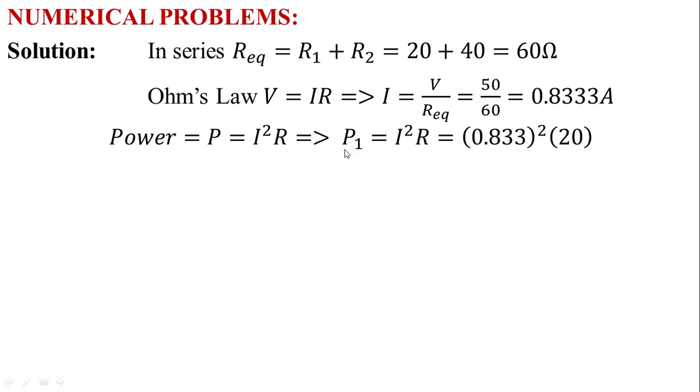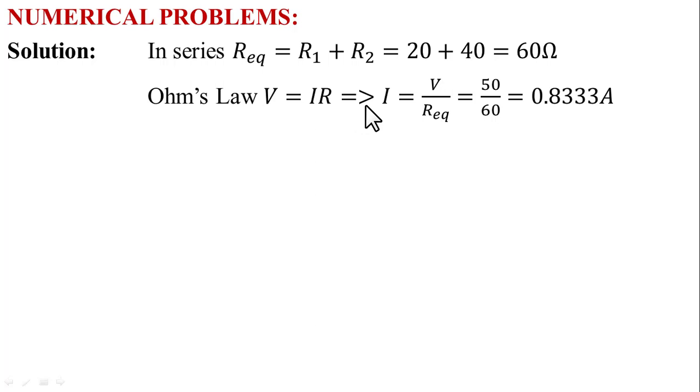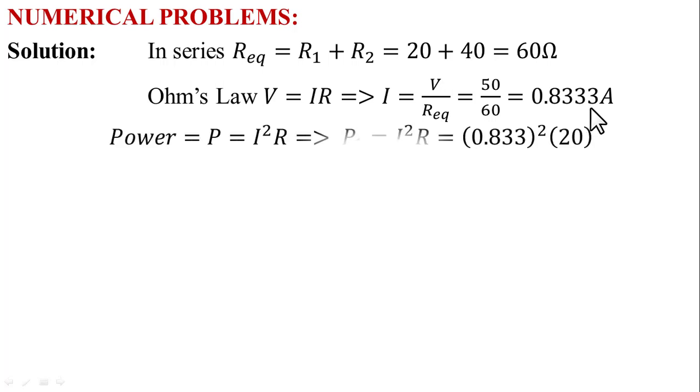And for power, we can calculate the power P is equal to I square R. Here I is equal to V upon R equivalent, that is equal to 50 divided by 60, which is equal to 0.833 ampere. Now we can find the power. Power P is equal to I square R.